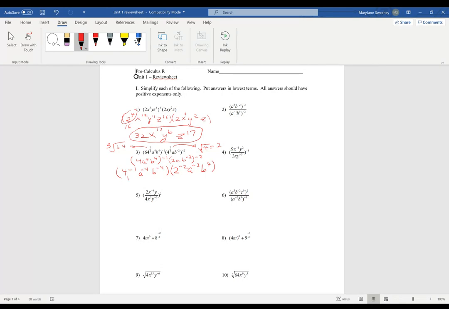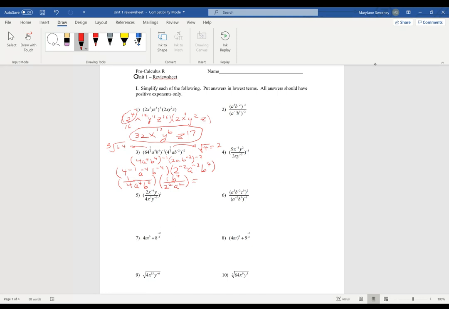Okay, 4 to the -1 means 1 over 4 to the +1. Then the a to the -4th comes down to the bottom, becomes a to the 4th. And same thing with the b to the -4th, flips to the bottom, becomes b to the +4th. 2 to the -2 is 1 over 2 to the +2. a to the -2 flips to the bottom, becomes a to the +2. b to the 4th is going to stay on the top because it's a positive exponent.